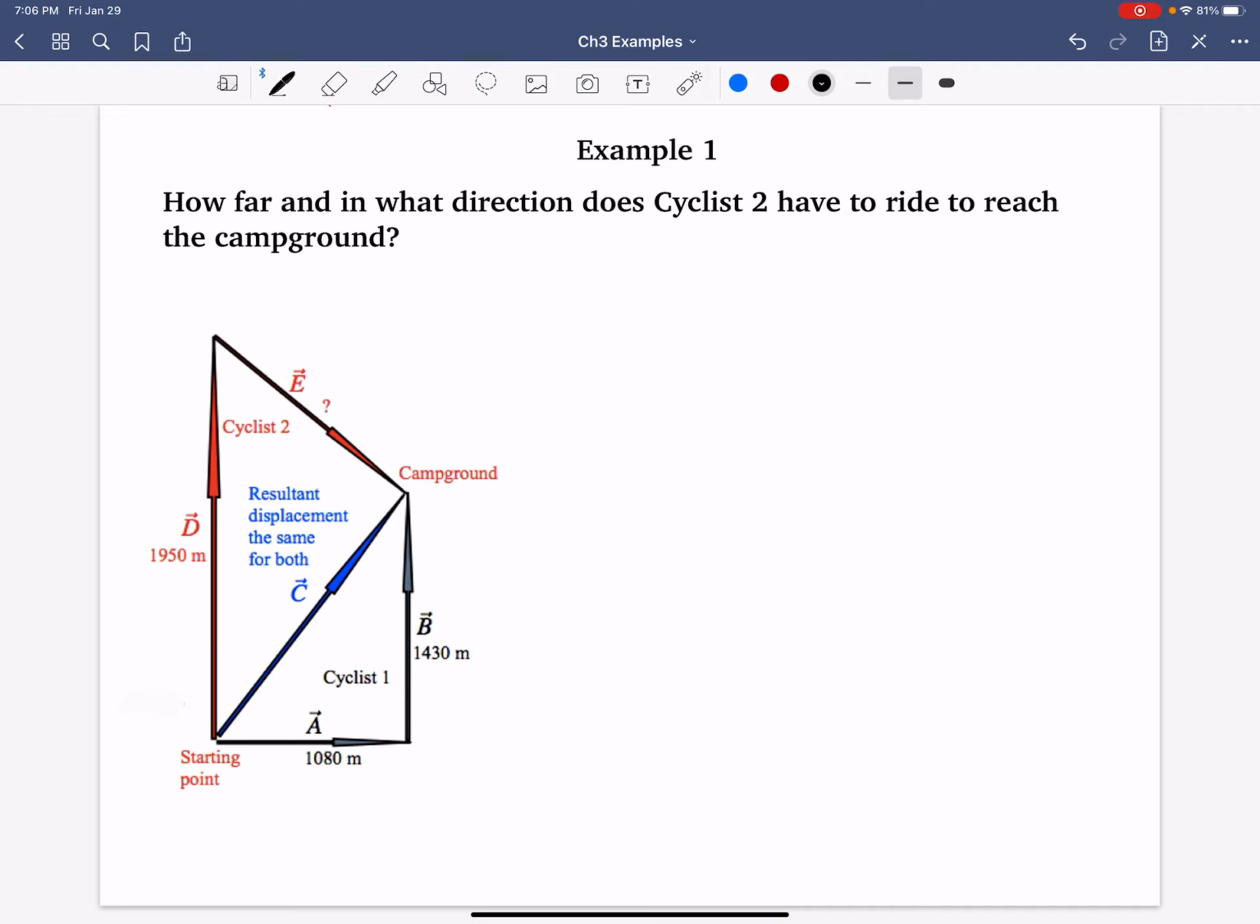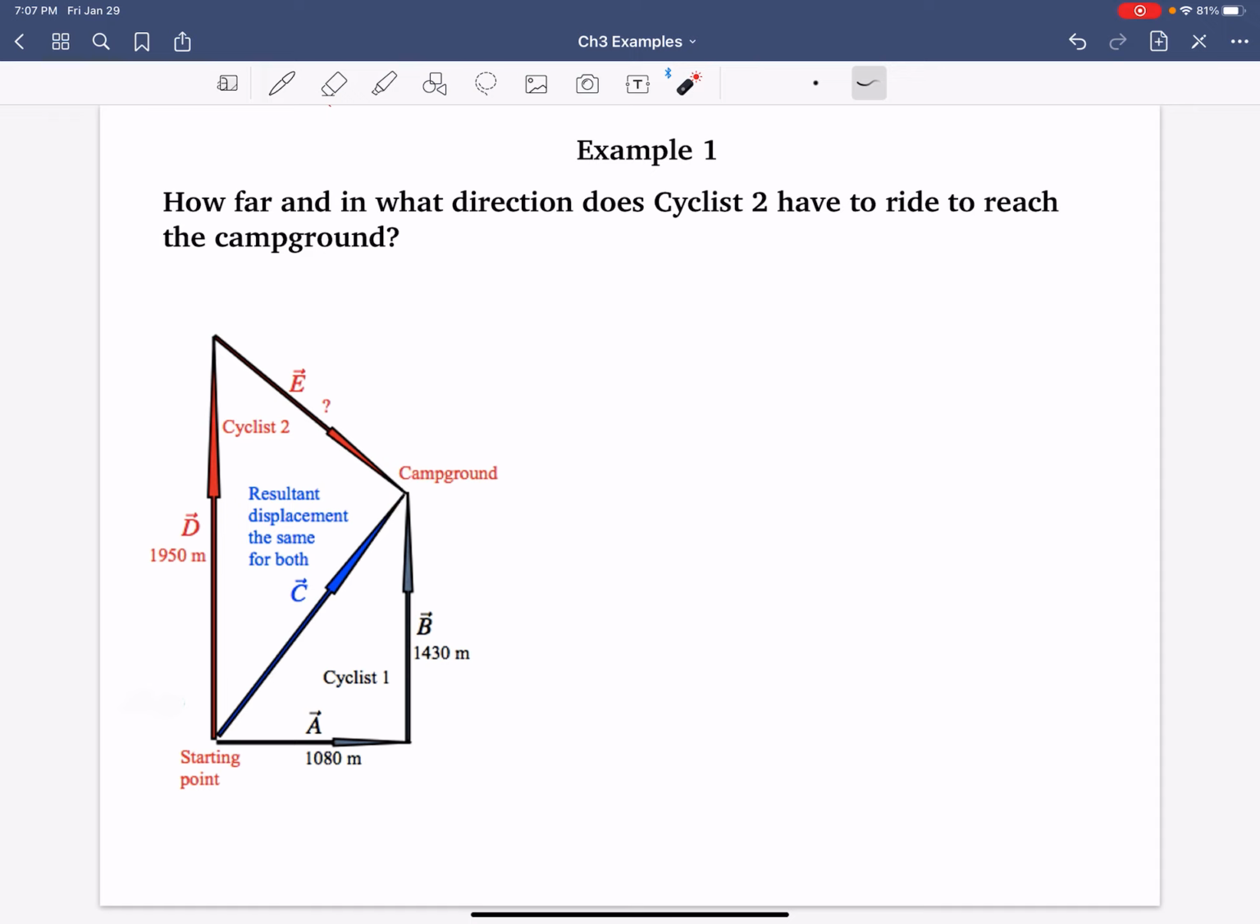All right, welcome everyone to example 1 of chapter 3. In this problem, we're trying to determine some unknown vector E, both the magnitude and direction. What you see here on the left are two displacements for two different cyclists biking from some common starting point, and they both want to reach some campground up here.